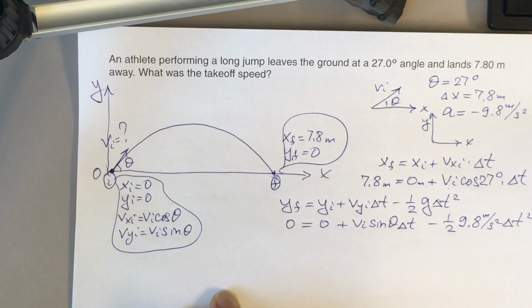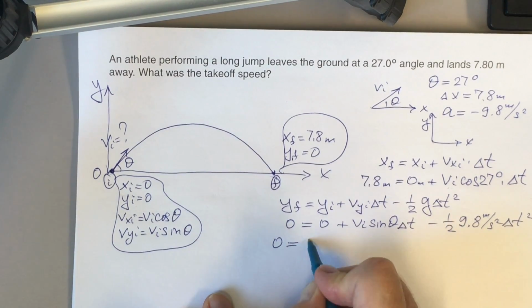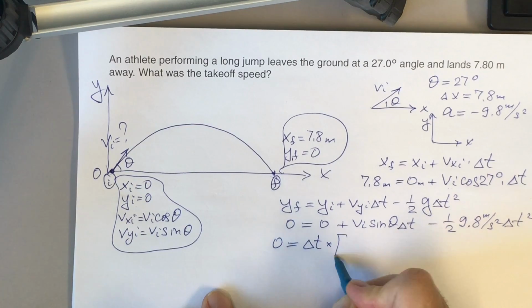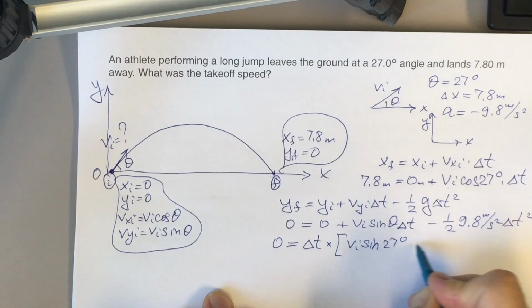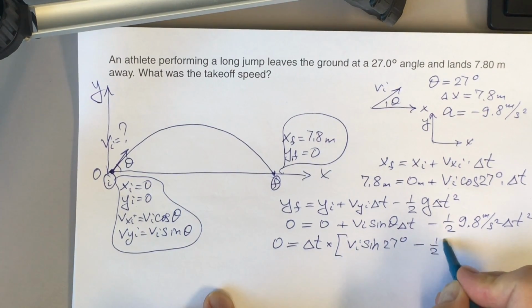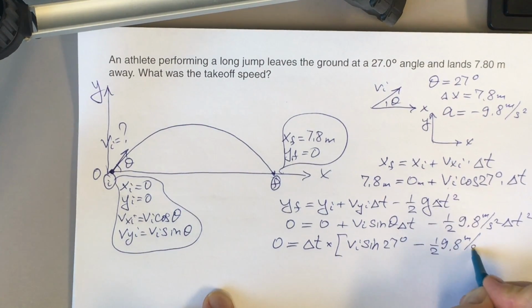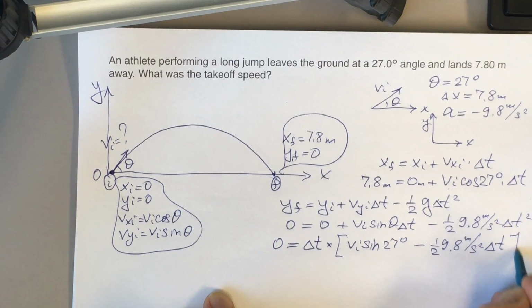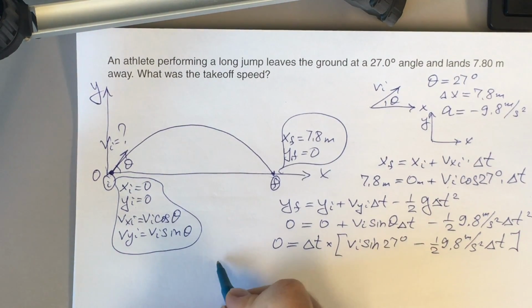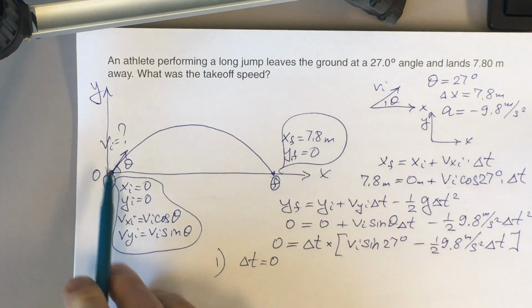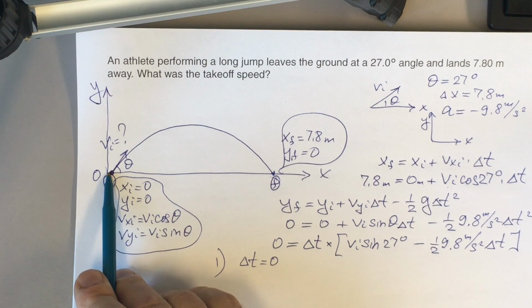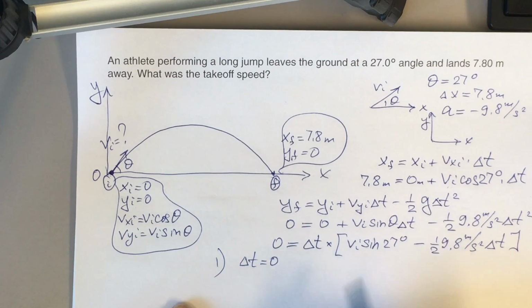How to solve this equation? This is algebra 1. You can factor delta t and you will have 0 equals delta t times v initial sine 27 degrees minus 1/2 times 9.8 meters per second squared times delta t. So we have two solutions. First solution is delta t equal to 0. But this solution corresponds to the initial moment of time, when the athlete is still at the initial point. So it's not our solution.